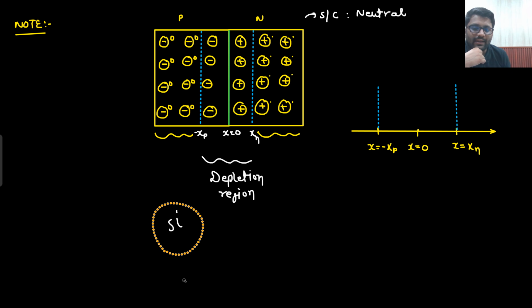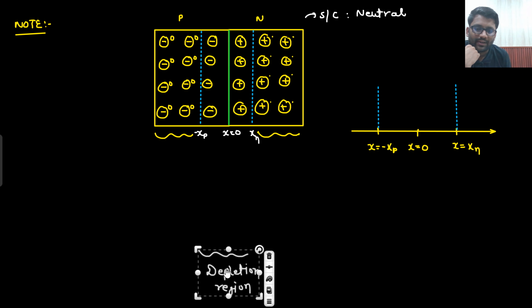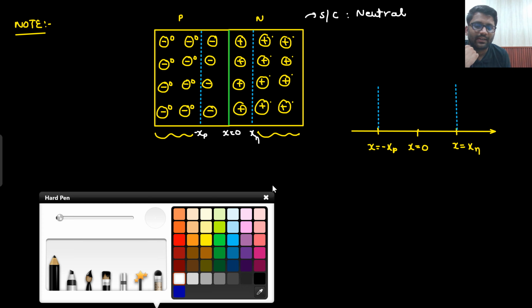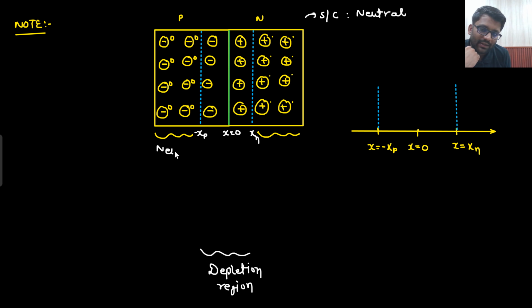Right? But can I call this particular region the depletion region? Between minus xp and xn, I am calling this the depletion region. Can I call this region the neutral P region? Why am I calling it neutral P region? Because this particular side would be negatively charged, but the negative charge is balanced by positive charge, so the total charge is 0.